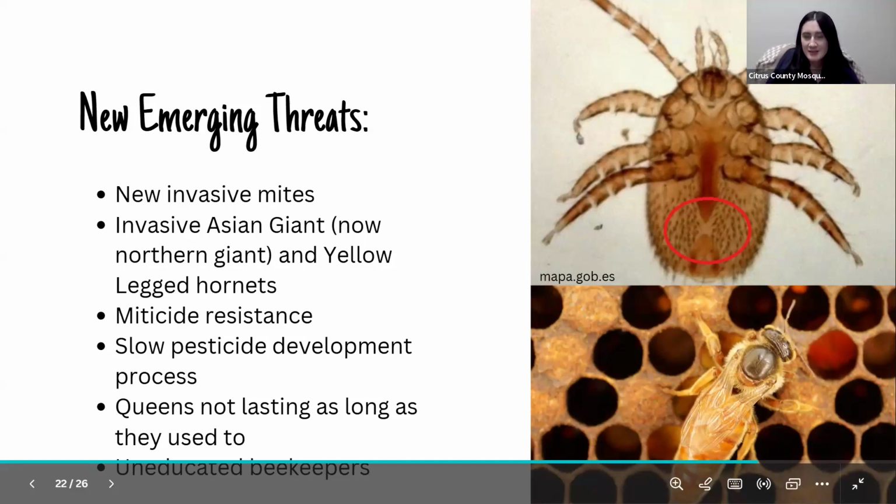Also, queens are not lasting as long as they used to. They don't really know why. So that's something unfortunate that we have to deal with. And then, of course, uneducated beekeepers. People who get into it and they don't know everything that it involves, and then they end up killing their bees or having to get rid of their bees because they can't handle it. So that can actually hurt more than it helps.